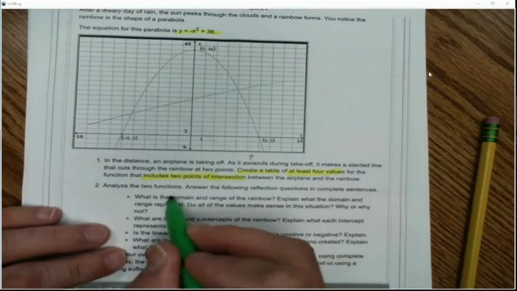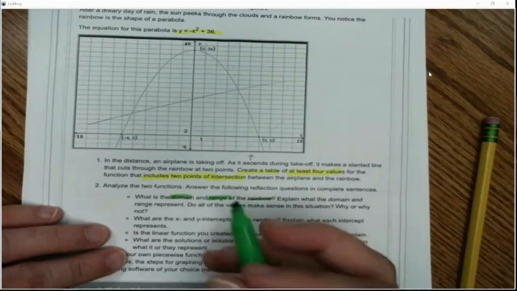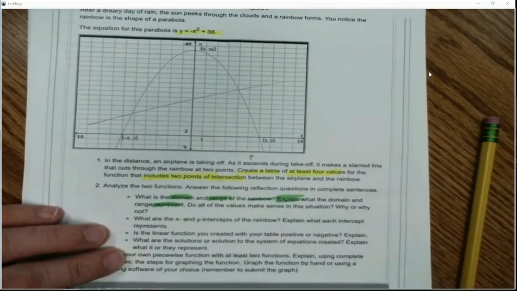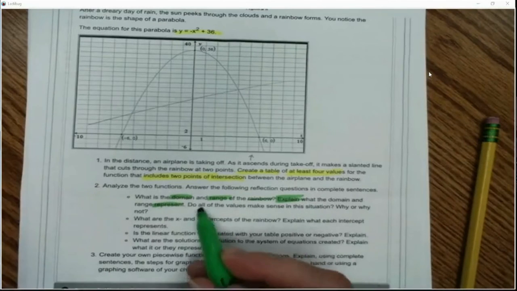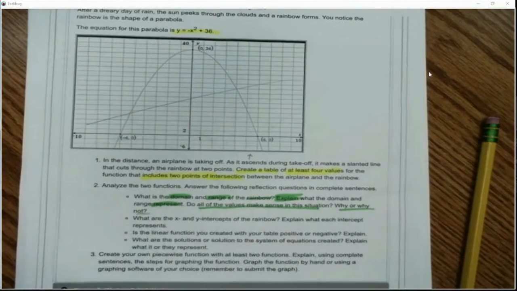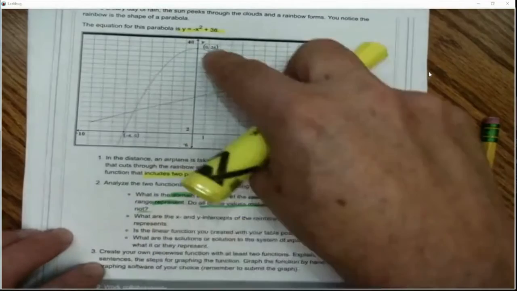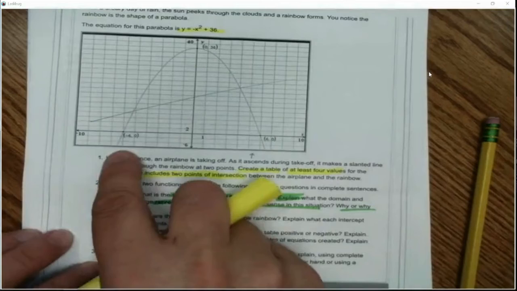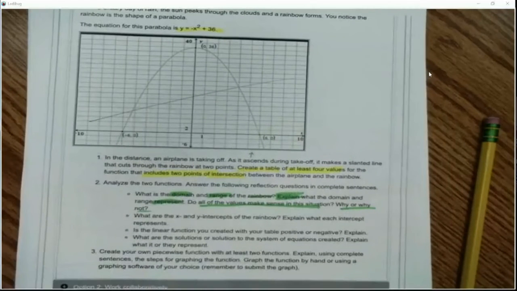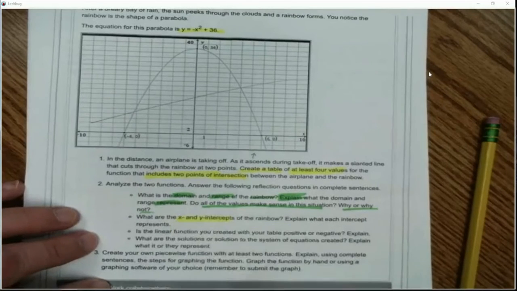So you have to say, what's the domain and the range of the rainbow? And what does that represent? Explain. Don't forget the big explain words. Explain. And do all of the values make sense? Why or why not? All right. So the domain of this, it looks like it goes from negative infinity to infinity. Looks like the range goes down to negative infinity. Does that make sense? Does it make sense that you would have negative infinity in the domain or in the range?